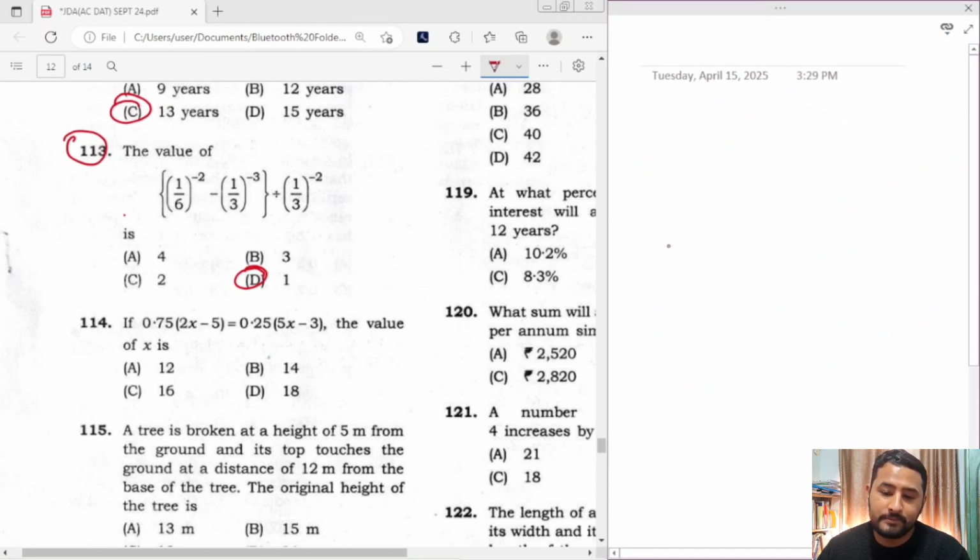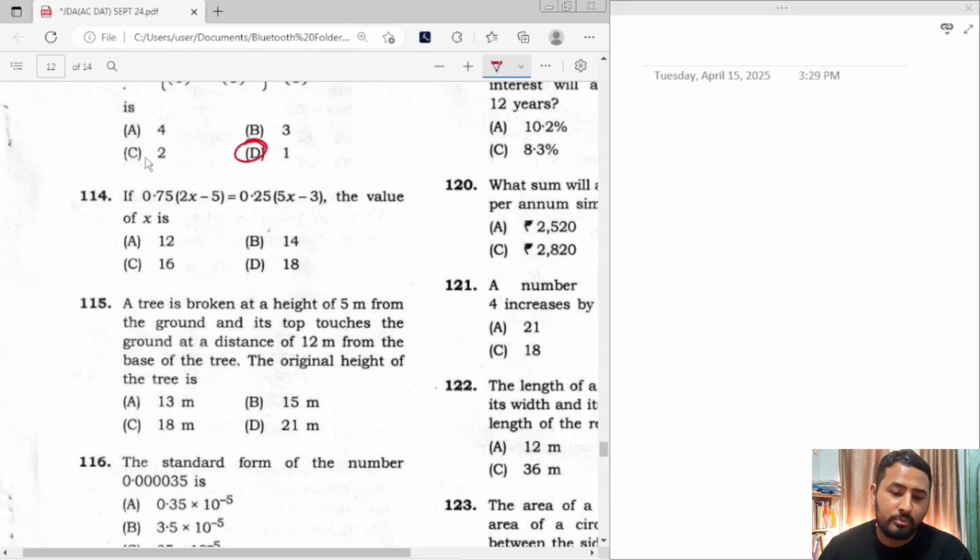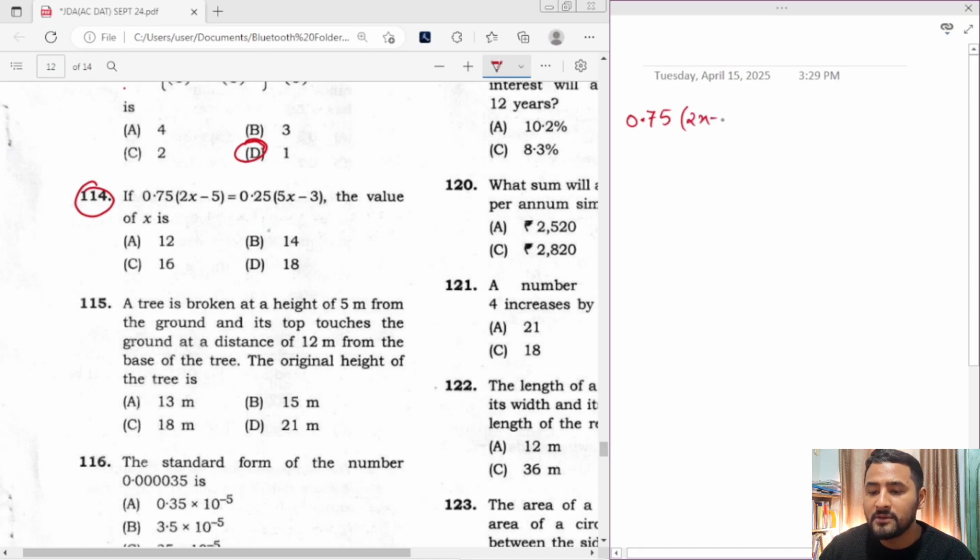Let's go next. 114. 114 is pure maths. So let's see. 0.75 multiplied by 2x minus 5 equals 0.25 multiplied by 5x minus 3. You can use the distributive method for this one, but I'll do it directly. If you are confused, let me just do it. You can do like this.